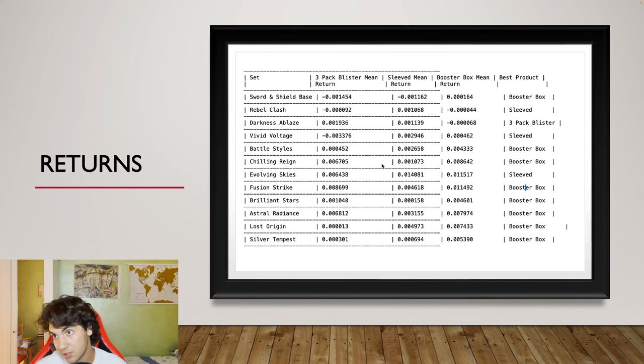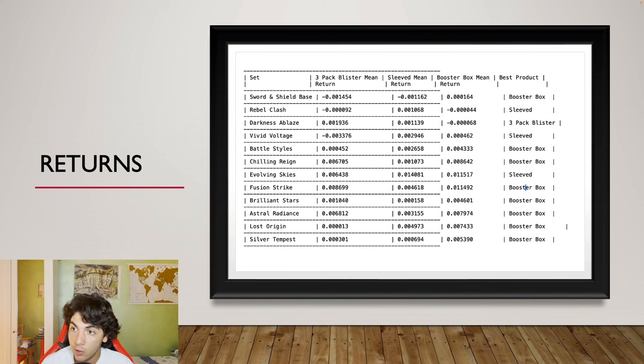So, returns. As you can see here, I did the homework for you. So, this is the best product. What does it mean? Here we're only considering returns. I'm Timmy, an evil Timmy. I don't care about risk. I only want to get rich. I only care about returns. Fine, you can do that.